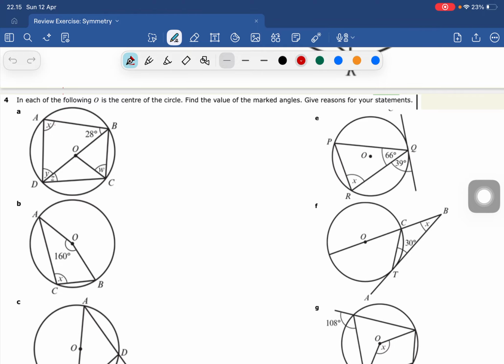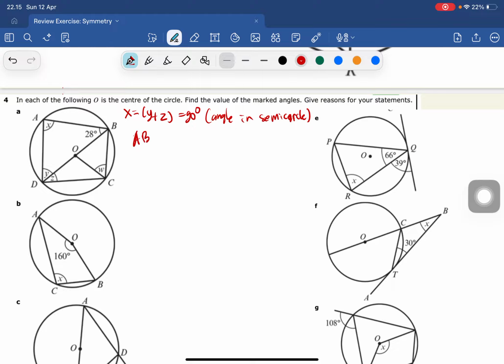So, we can see here X, and also we got Y plus Z. They are 90 degree. Why? Because they are angle in semicircle, and then because of this AB and DC, if you look at that, they are parallel, so this is 28, so that also gonna be 28 degree, as this is alternate angle.